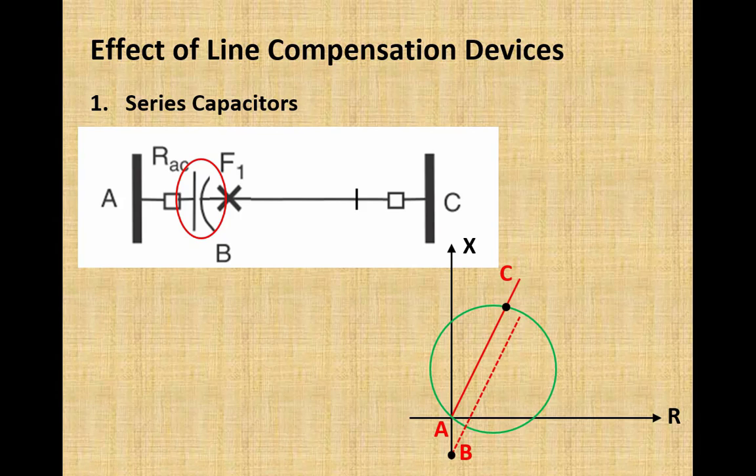This fault would be at point B on the RX diagram here, which is clear from the diagram. This fault, which is very close to the relay just after the capacitor, will be outside the zone of protection of this relay RAC, which is a problem. A fault right after the capacitor would be considered a fault outside the zone of protection of this relay RAC. These are the challenges associated with the series capacitor for distance relays.